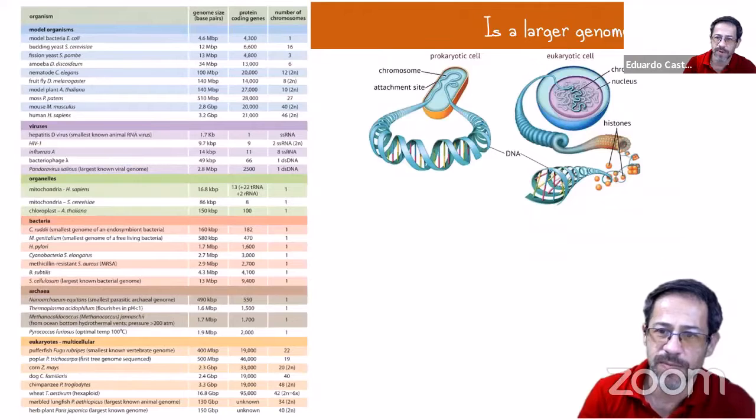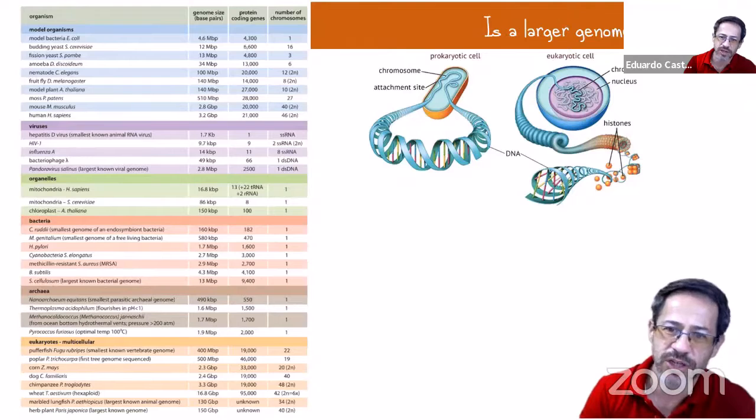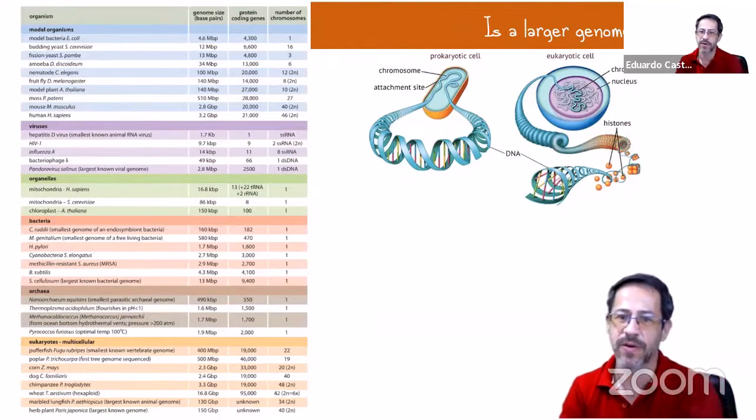Okay, so if we go back to this comparison between prokaryotic cells and eukaryotic cells, the genome is very small here, as you can see, and it's much larger and more complex in eukaryotic cells. And then what determines the size of the genome in bacteria and in eukaryotic cells?